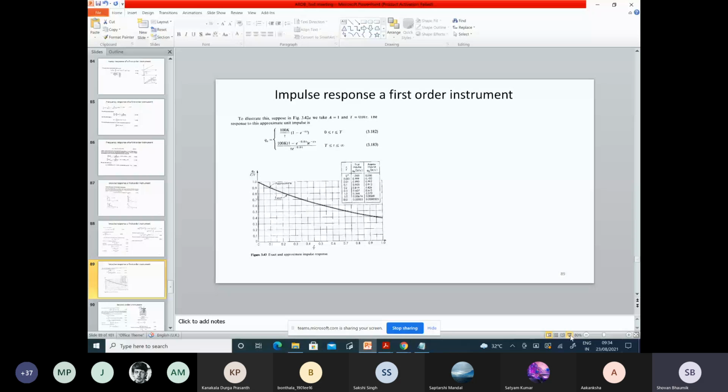Now you think about the ramp response. We give the ramp input, and the output also keeps on increasing with a slope, but at steady state there will always be a gap, so there will be a steady state error, which is a function of tau.